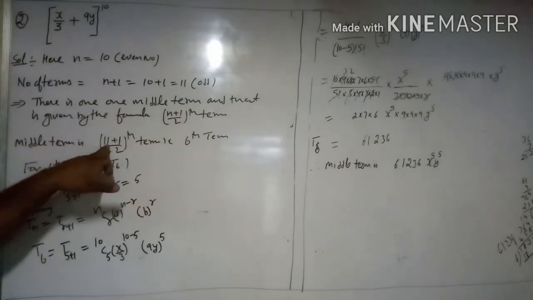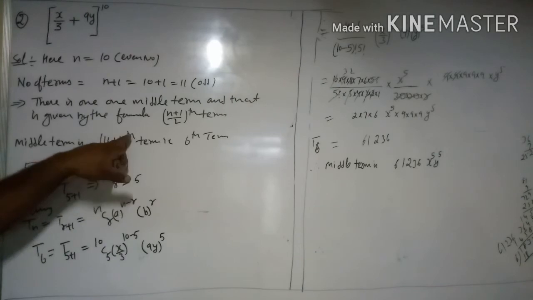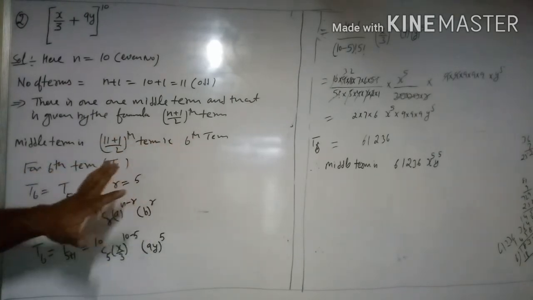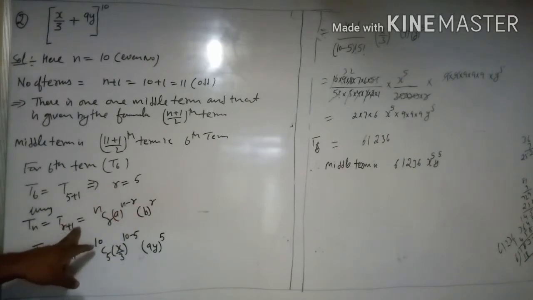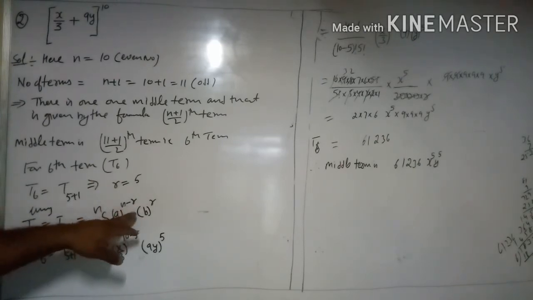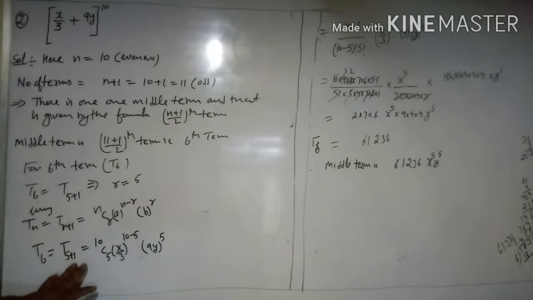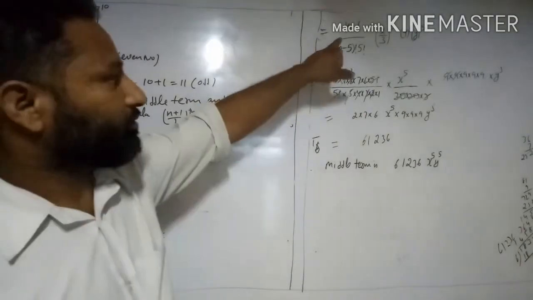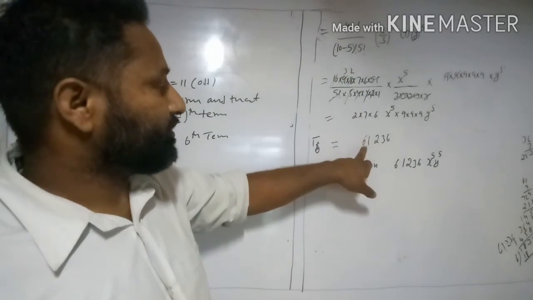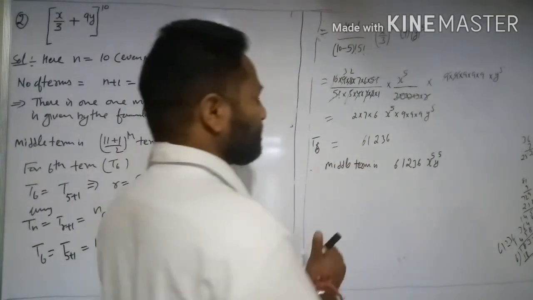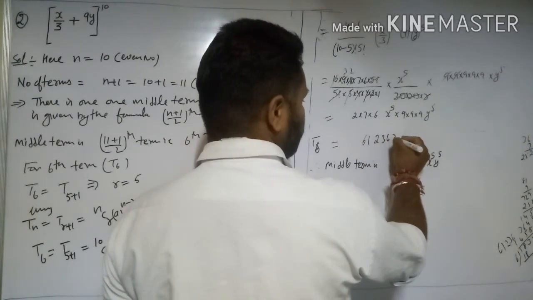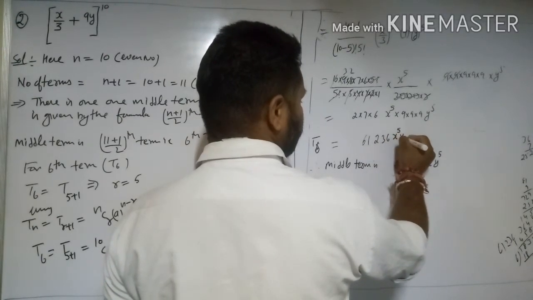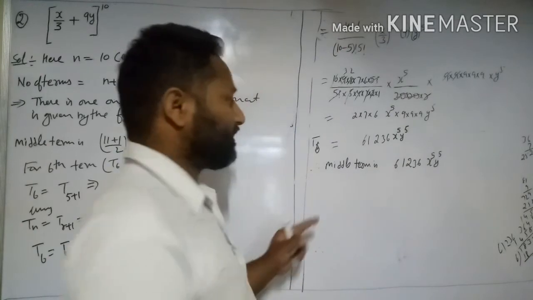So from here the middle term is (11 plus 1) upon 2, that is the sixth term. To find the sixth term, r is equal to 5, so t(r+1) is equal to nCr a^(n-r) b^r. We are using this formula, we put the value of r equal to 5, and then by simplification we got the value equal to 61,236 x raised to power 5 and y raised to power 5. So the middle term is this.